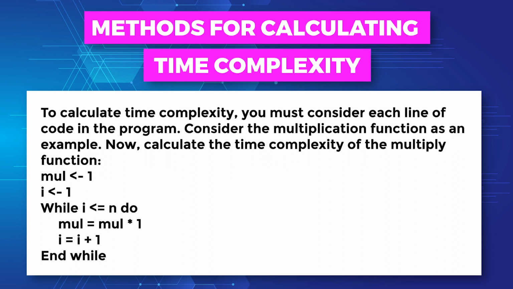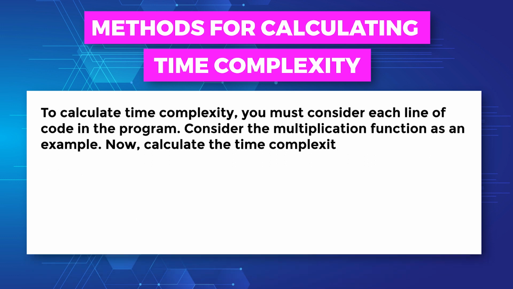So, take MUL as a multiply operation, apply some variables, then apply a loop in the form of while, where I is less than or equal to n. Do the operation multiply equals multiply by 1, and increase the pointer I with I equals I plus 1. The loop will keep working until I is greater than the n value, then the loop will break, the operation ends, and it displays the multiply result.